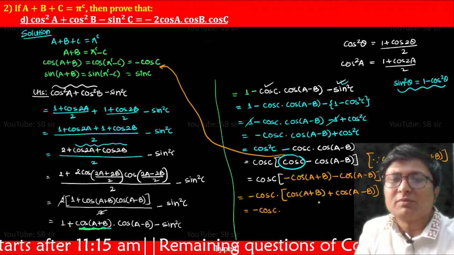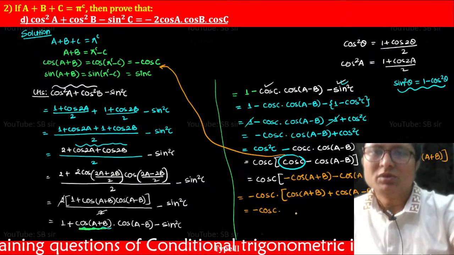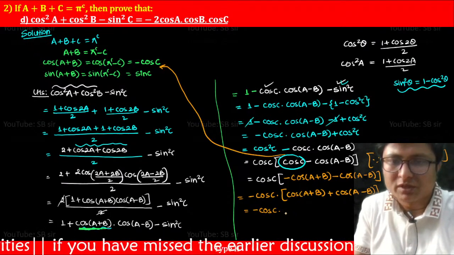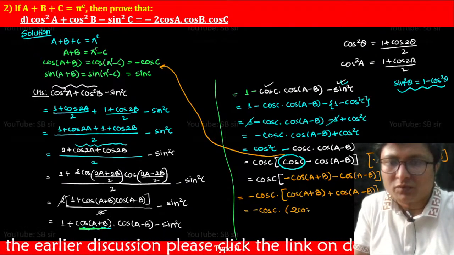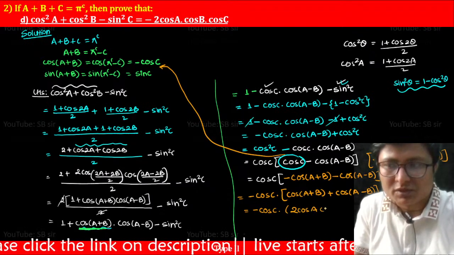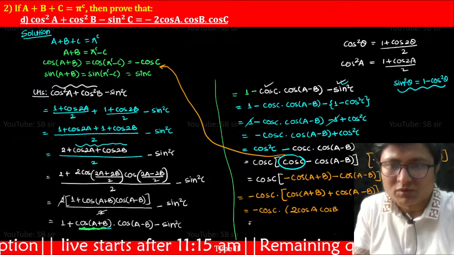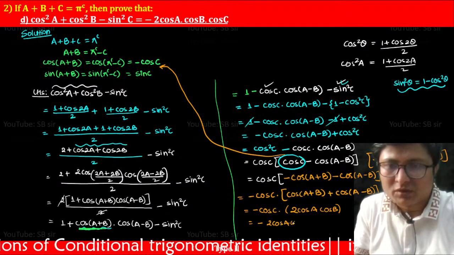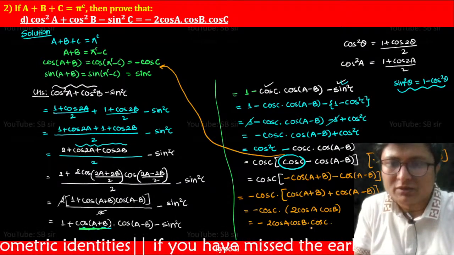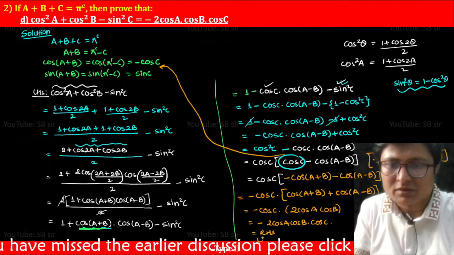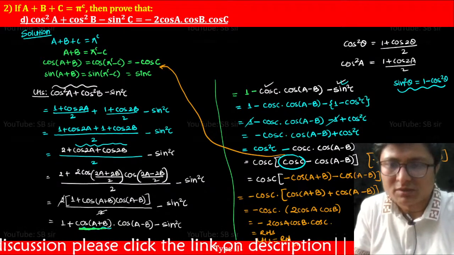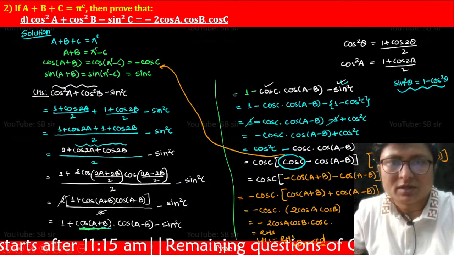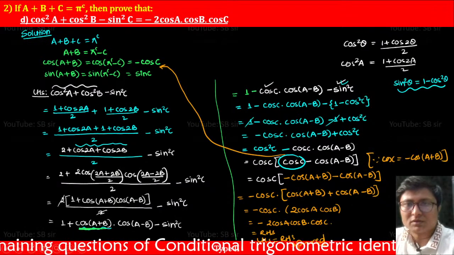So this is equals to minus cos c times cos(a+b) plus cos(a minus b). Cos(a+b) plus cos(a minus b) is 2 cos a cos b. If you know the formula you can write it directly, otherwise use the compound angle formula. So this is equals to minus 2 cos a cos b cos c. Therefore LHS is equals to RHS, proved. I hope you understand it.